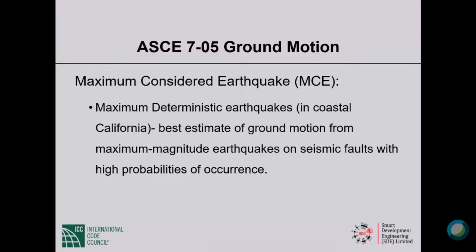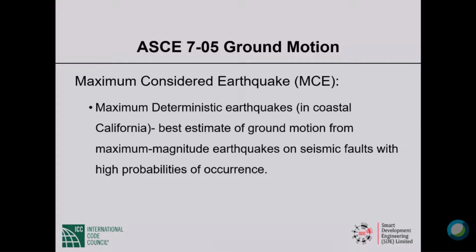Anyway, coastal California is the only part of the Earth's crust where the seismic sources, the faults and things that can generate large earthquakes, are known. Seismologists also know by and large the capabilities of those seismic sources. So for coastal California, the maximum considered earthquake is defined as the largest earthquake that can be delivered by the known seismic sources. This is the so-called deterministic earthquake.